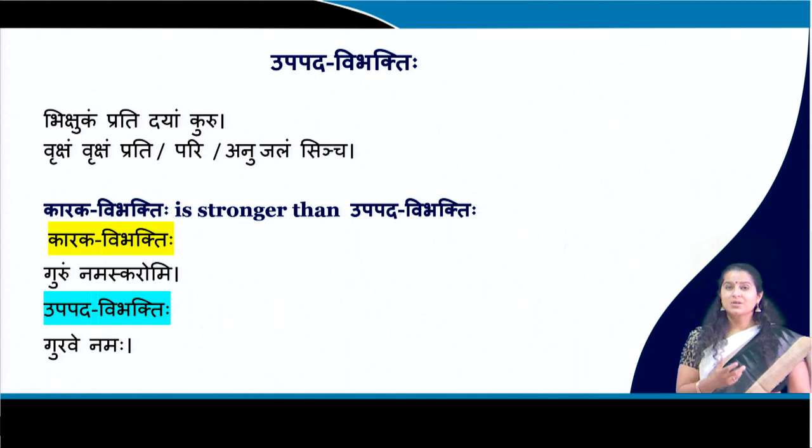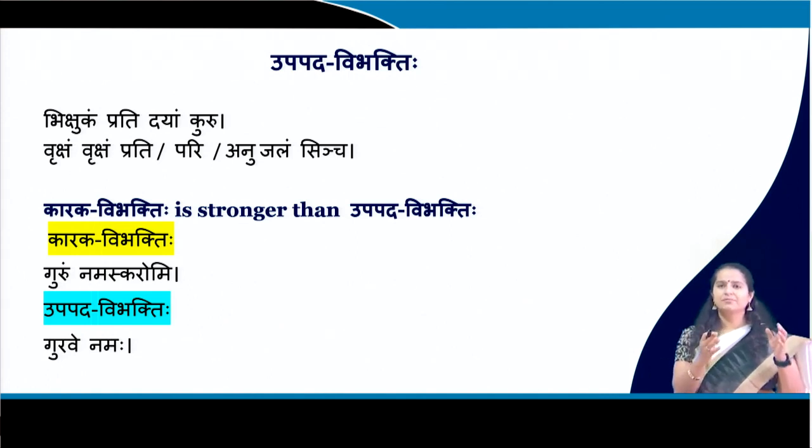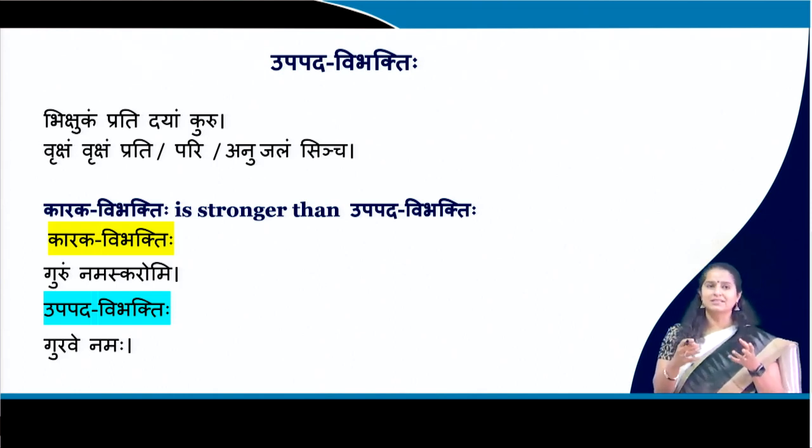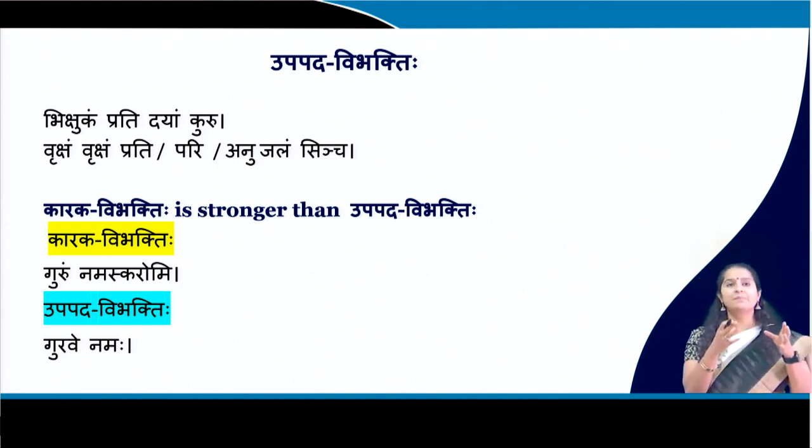So let's try and understand what an Upapada Vibhakti is. As we've seen, one of the kinds of Vibhaktis you can have are the Karaka Vibhaktis, which we have just looked at. The Upapada Vibhakti is when you can apply the different Vibhaktis in different contexts. So you have, for example, Bhikshukam Prati Dayam Kuru. Now there is no Karakam here, but because of the word Prati, the word Bhikshuka gets the Dvitiya Vibhakti.